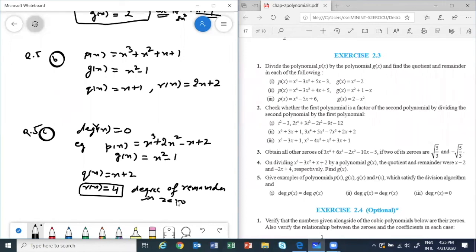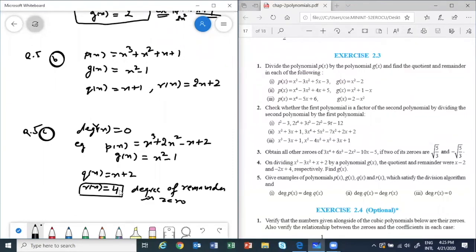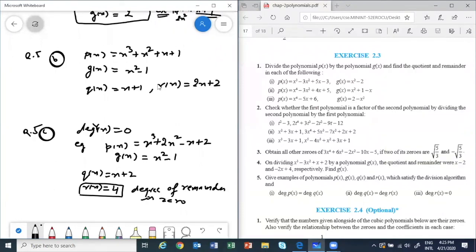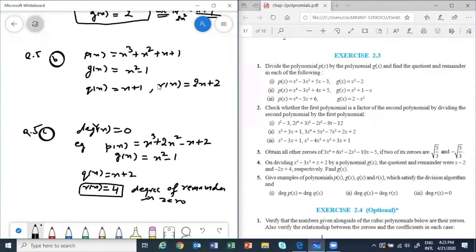Any doubt? Question number 5 is simply giving examples, which I've taken from other books. You can give more examples if you can. More important is to understand how I can get degree of remainder 0 when my remainder is only a constant. Like that you have to understand. Just note it down because after this we are starting a new chapter.